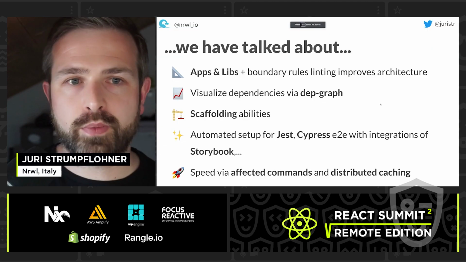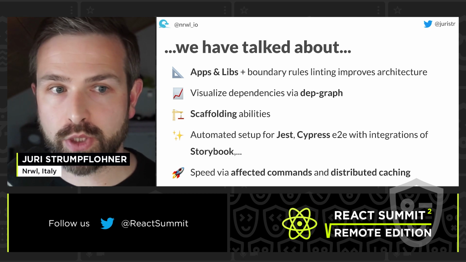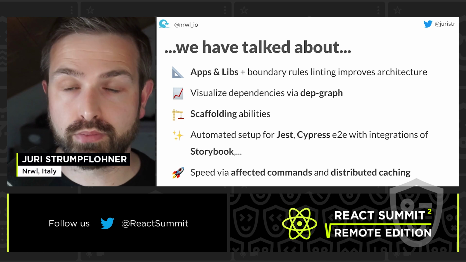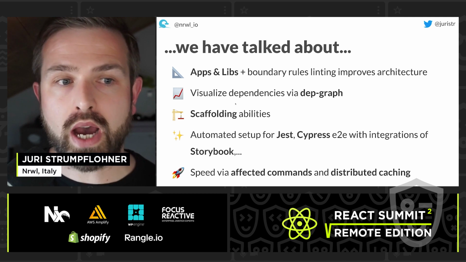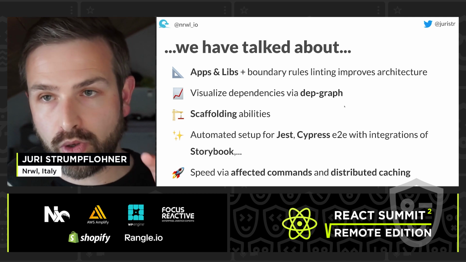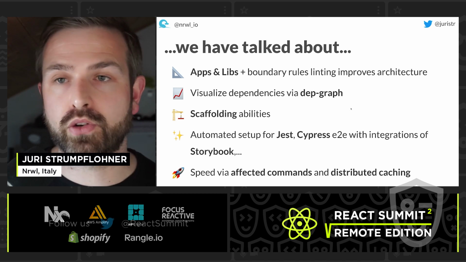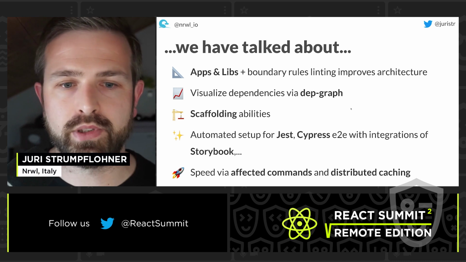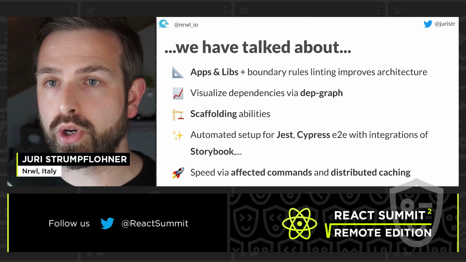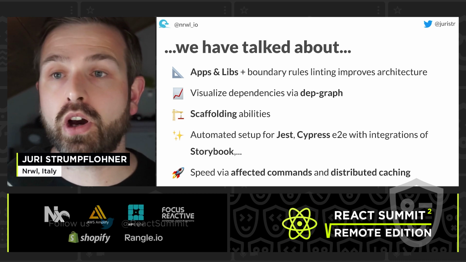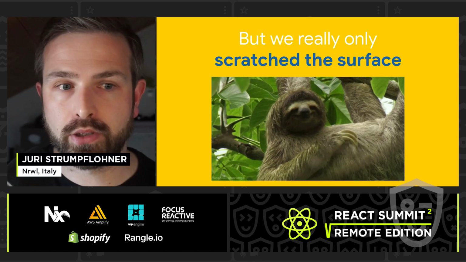So what we covered is how apps and libs differentiate NX from traditional workspaces, how you can define boundary rules to improve that architecture and guard against spaghetti referencing. Also how you can visualize dependencies with the dependency graph, and the scaffolding abilities via the generators, which are super powerful because you already have generators, which we couldn't show due to the time limitation, like setups for Cypress, for Jest, for Storybook, which automatically generates your stories out of your components and much more. And then finally, obviously, the speed improvements via the affected commands and also the distributed caching by NX Cloud.